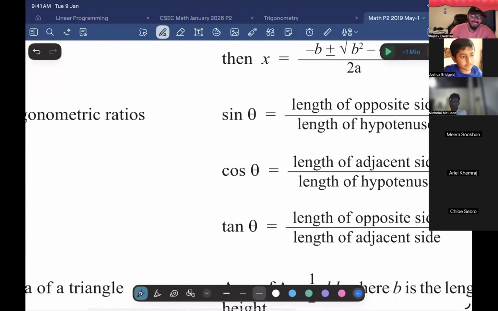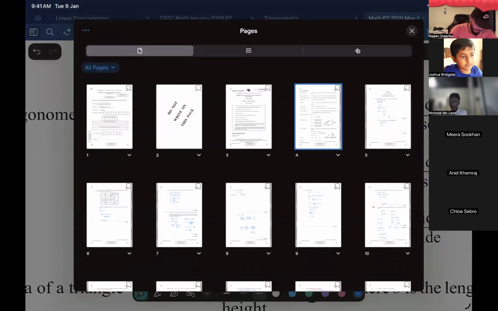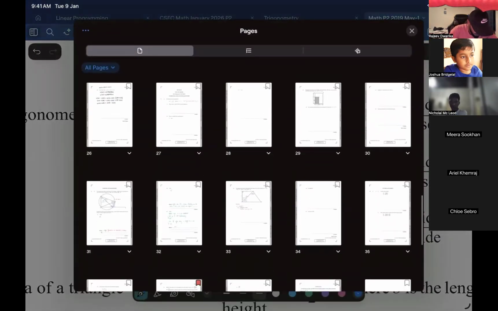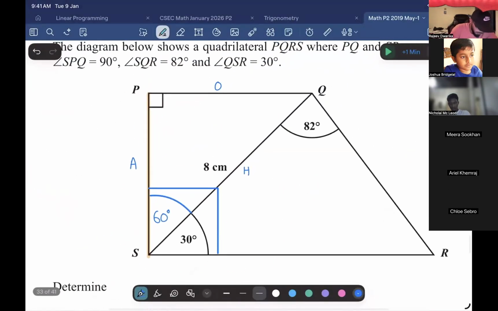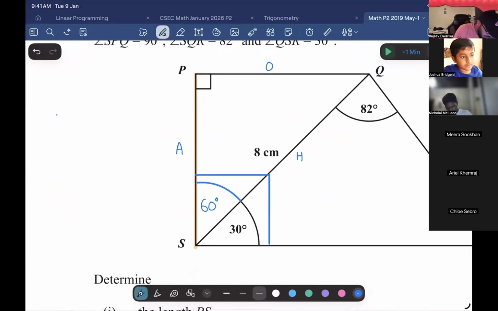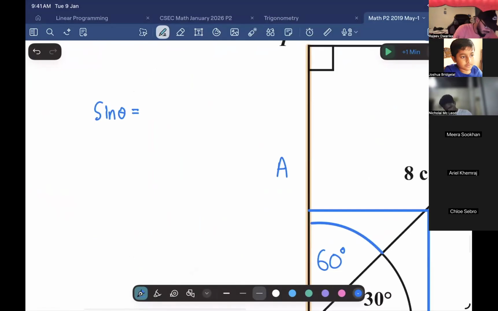Now, in case you forget your trig ratios, guys, it is in the formula sheet. I'm just saying that. It's in the formula sheet, so you don't have any excuses. You'll have it, right? So we have sine. Now sine theta is what over what? Does anybody know?